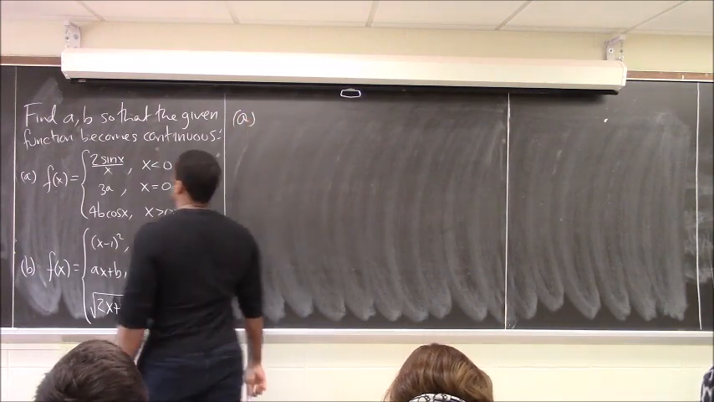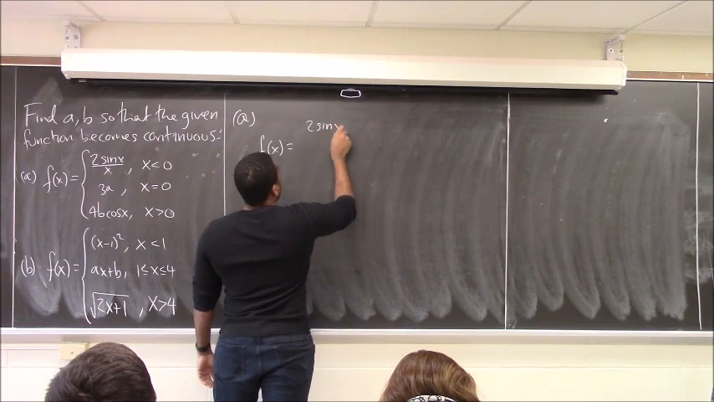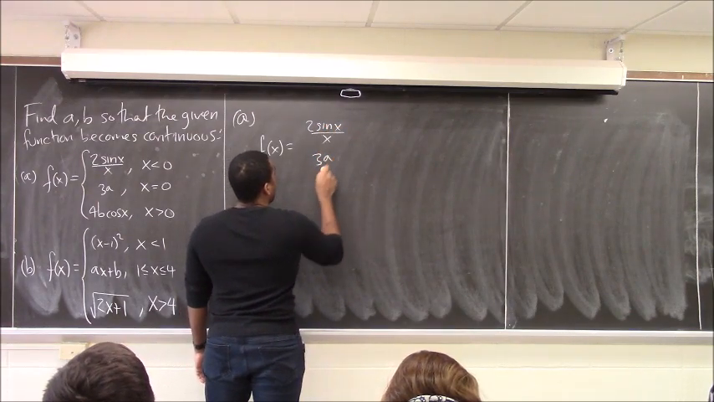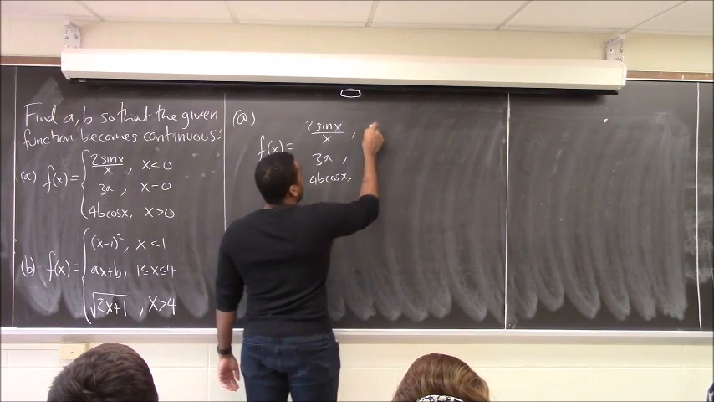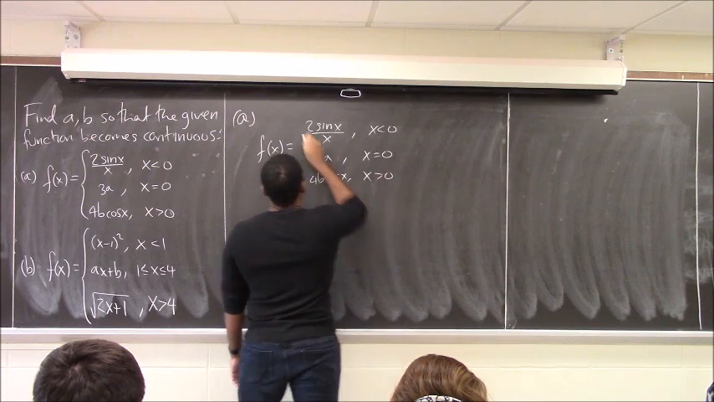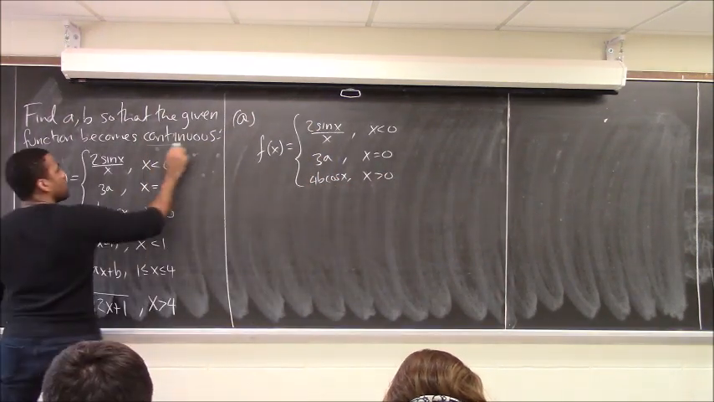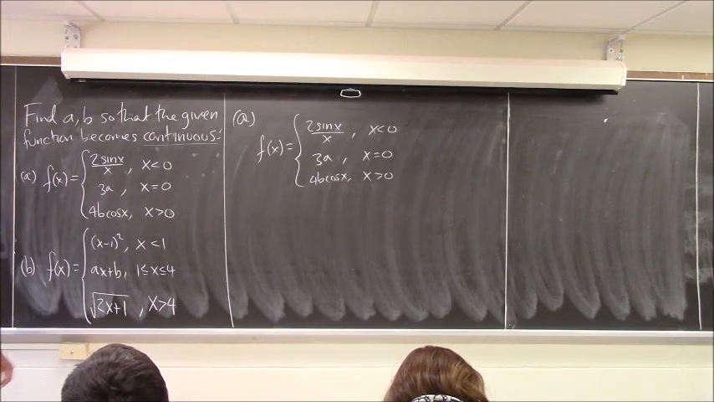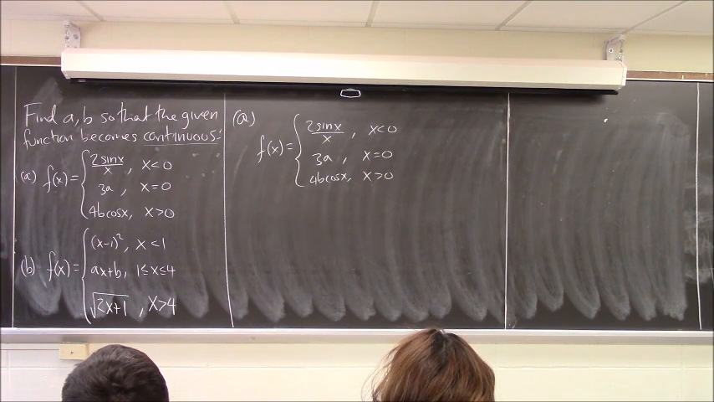A. Okay, so here we have a function. Now, when I say we want the function to be continuous, what exactly do I mean? What does it mean for a function to be continuous? Yeah. No discontinuity, like no holes, no gaps. No discontinuities. In other words, it should be continuous on the entire domain of the function.